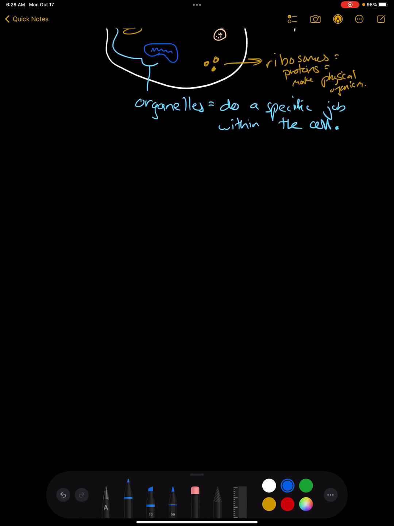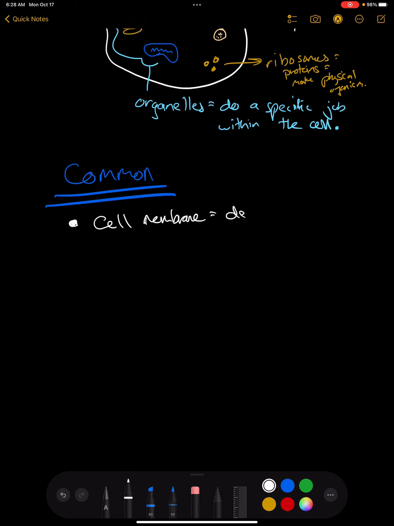Okay, so let's talk about what these awesome little cells have in common. Okay, so what do these cells have in common? All right, well, let's think about the first thing. What do all cells have to have so they can be a defined space? They all have to have a cell membrane. Because remember, a cell membrane is going to define my cell, and it's going to let things in and out, right? Semi-permeable, all that fun stuff.